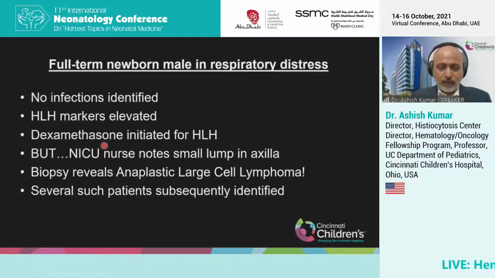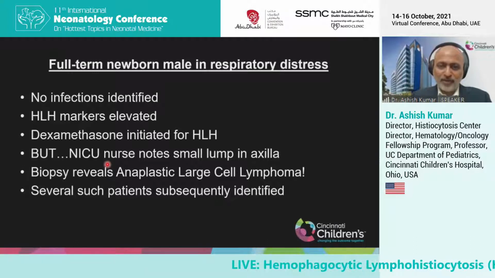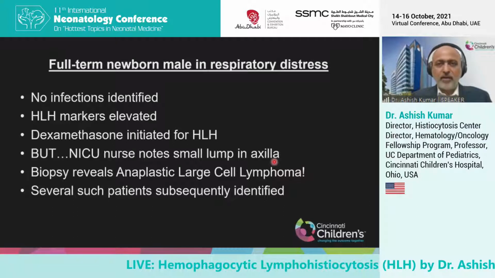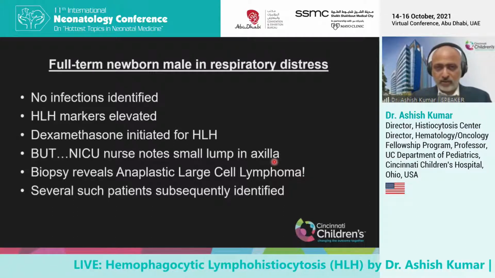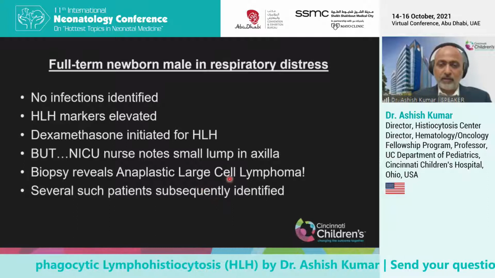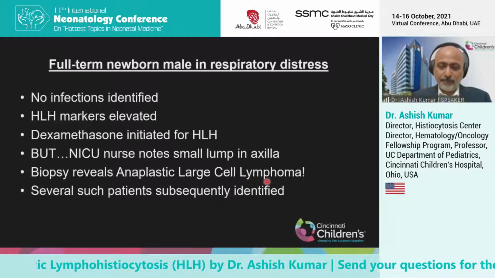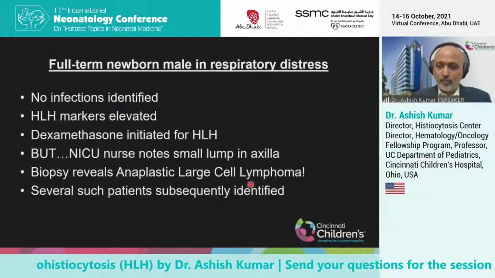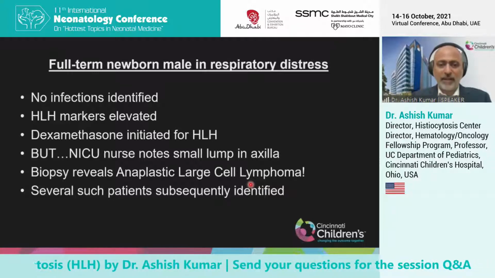But fortunately, one of the very attentive nurses in the NICU noticed that there was a small lump in the baby's axilla. So it turns out this was an axillary lymph node. That is highly unusual. It is never found in HLH. So they got a lymph node biopsy, and it turns out this baby actually had a lymphoma. It's extremely rare, but a newborn baby with a lymphoma, I guess it can happen.